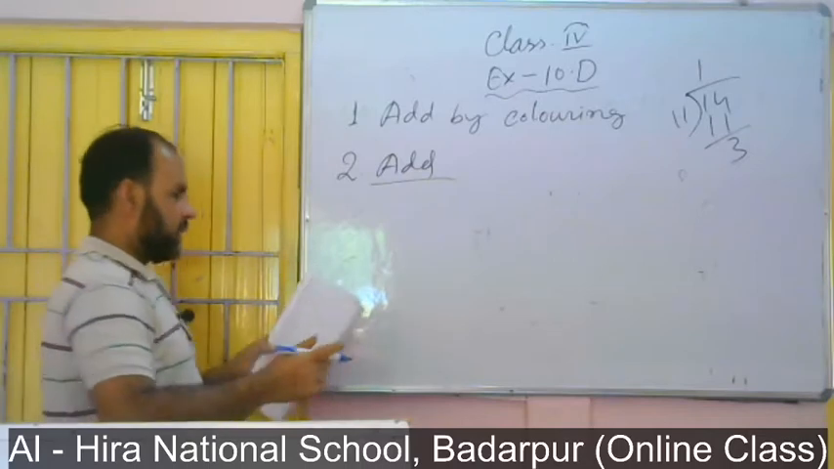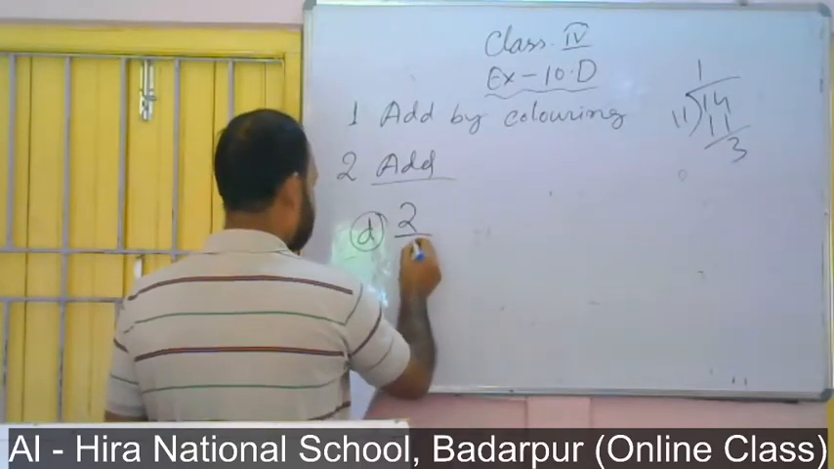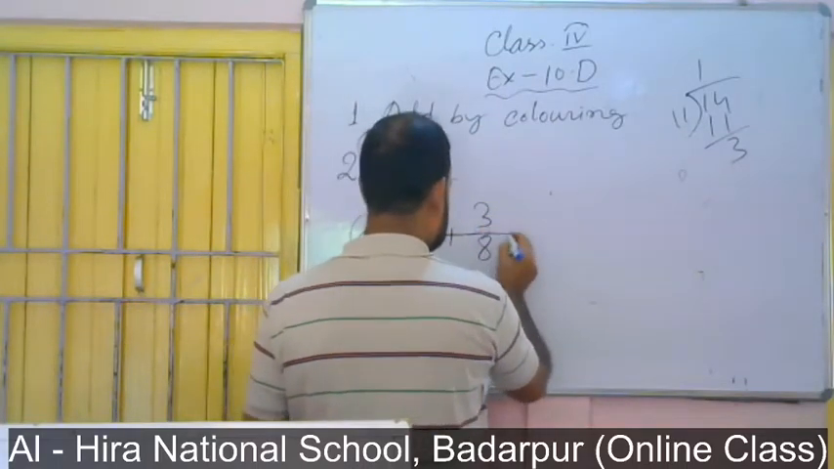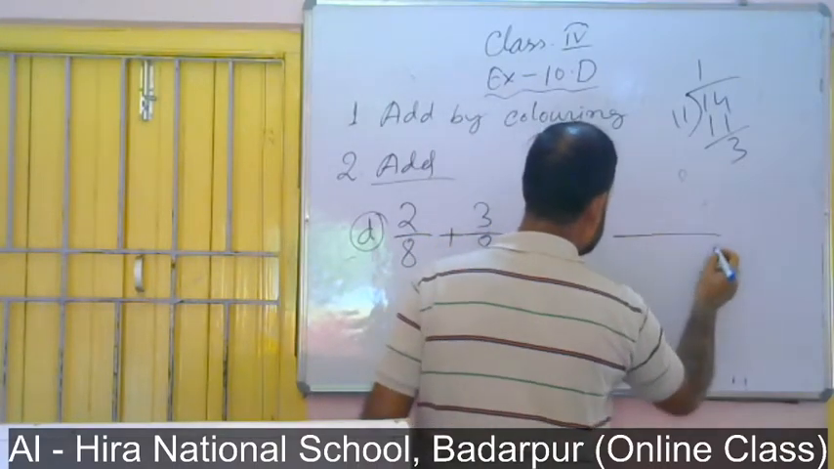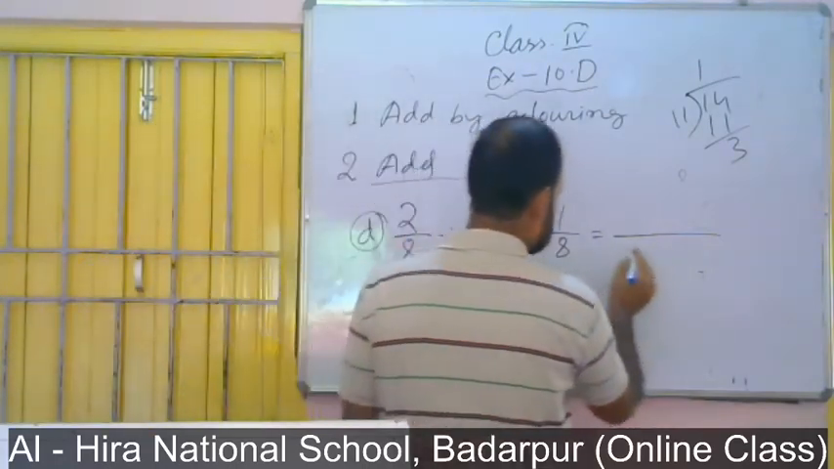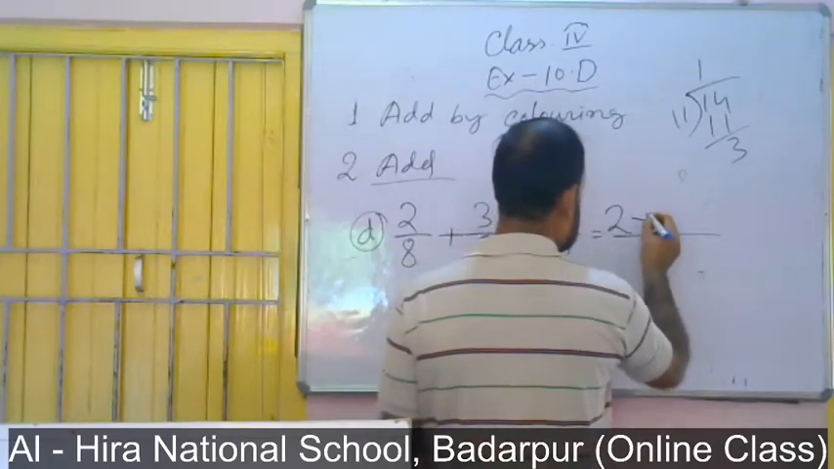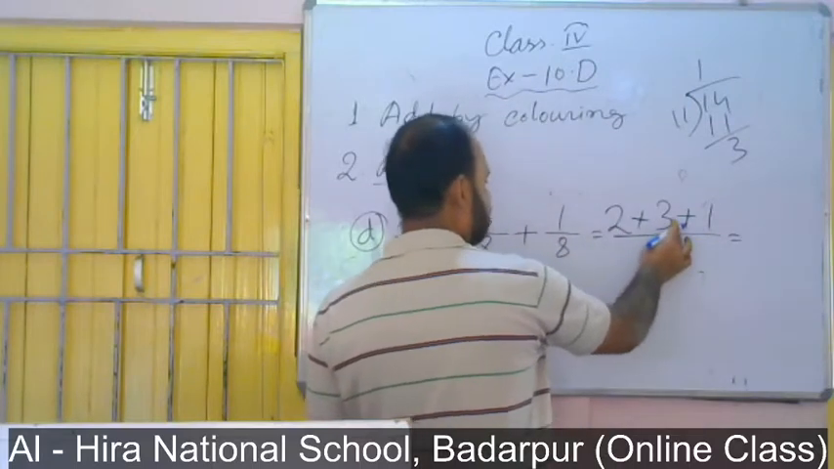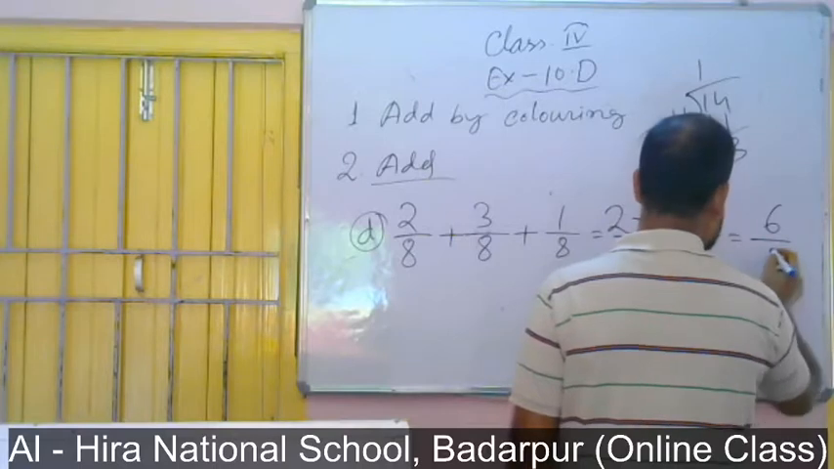Question number D. 2 by 8 plus 3 by 8 plus 1 by 8. Same, we take one common denominator, 8, so only we take 8. Here 2 plus 3 plus 1. So 2 plus 3 is 5, 5 plus 1 is 6, 6 by 8.